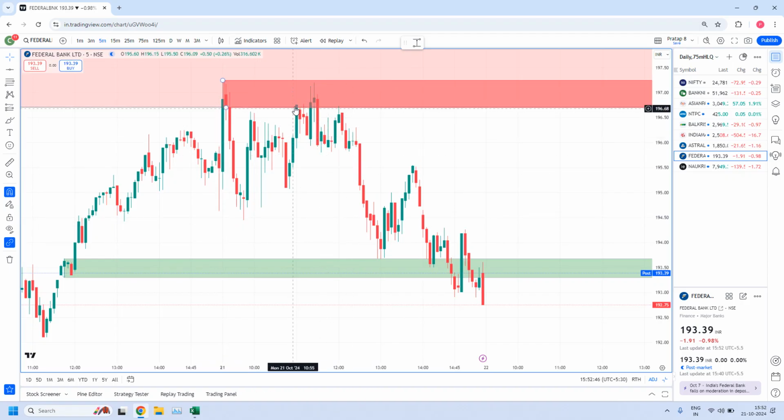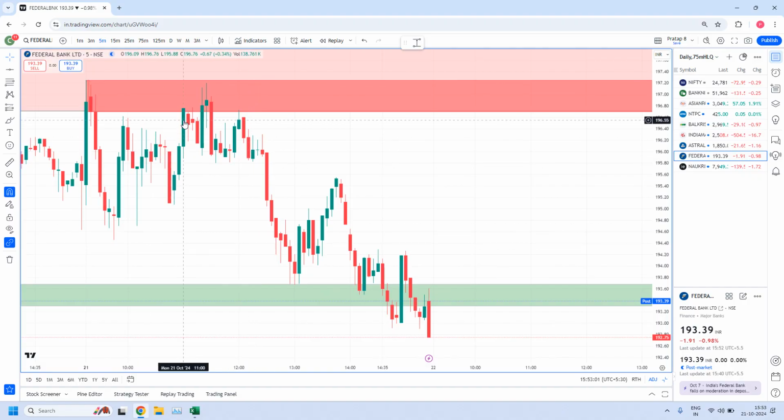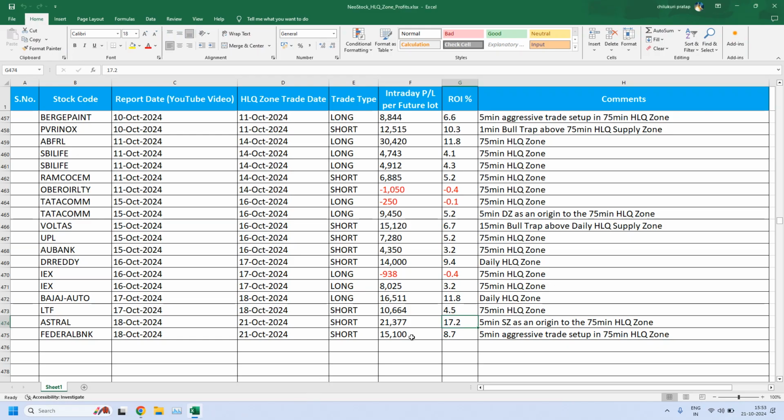The reason why I'm saying so: you got the entry at the 11 o'clock morning 5-minute candle, and reached the target at the 12:55 candle. In 2 hours, your trade is completed. 11 o'clock to 1 o'clock, you can think like that. How much profit has it given? It has given 15,100 rupees profit in 2 hours, which is 8.7% ROA as per one futures margin cost.